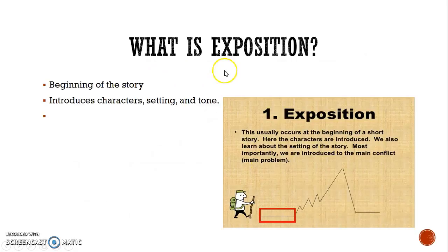What is the exposition? The beginning of the story, which introduces characters, setting, and tone. Exposition usually occurs at the beginning of a short story. Here the characters are introduced. We also learn about the setting of the story. Most importantly, we are introduced to the main conflict and the main problem.